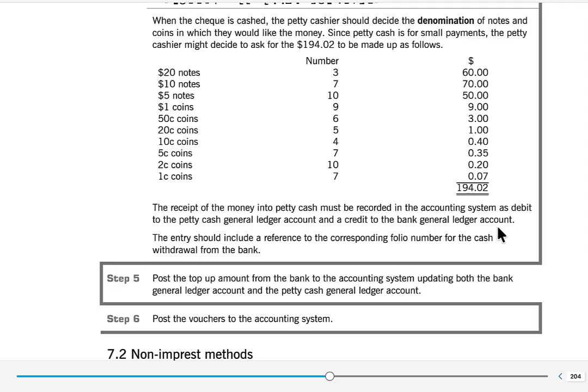After topping up, we still must record what the petty cash was spent on. That means we post the vouchers into the correct expense accounts. For example, travel expense is posted to travel. Postage expense is posted to postage. Entertainment is posted to entertainment. Office supplies and maintenance is posted to office supplies and maintenance. Sundry is posted to sundry expense.